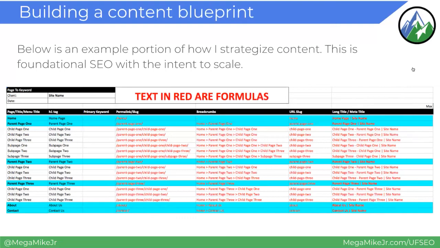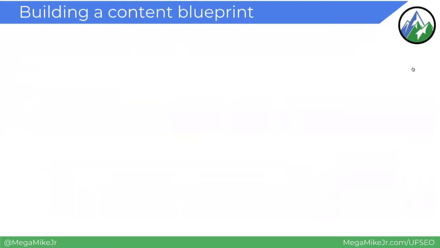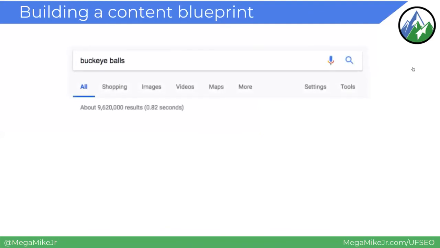Okay. So I want to talk about Buckeye Balls. So we've identified all those things, right? We have our definitions of audience, we have our goals, we've identified some keywords that we want to use. Let's see how we can actually use this in a more effective way when building out an SEO strategy.